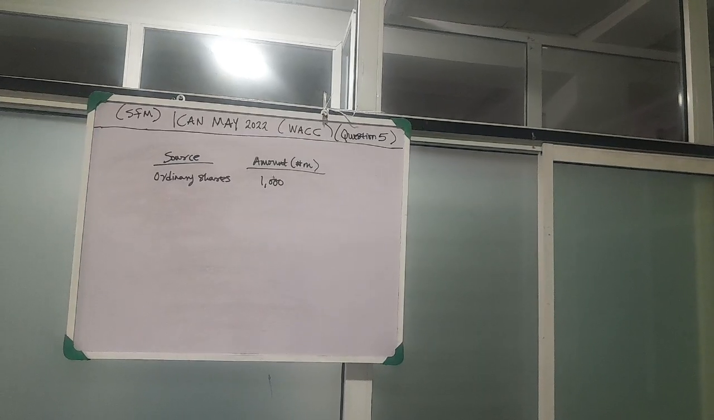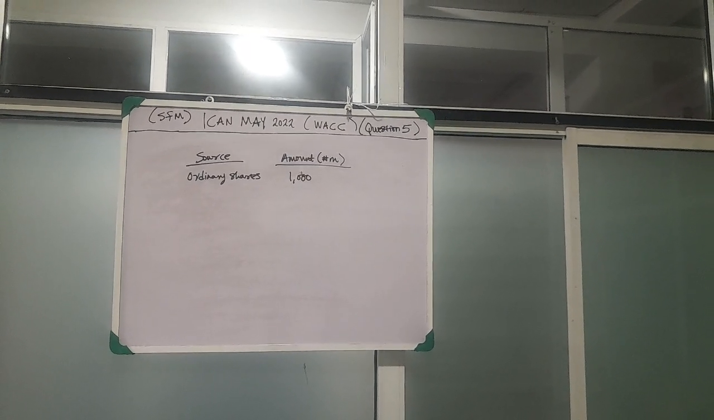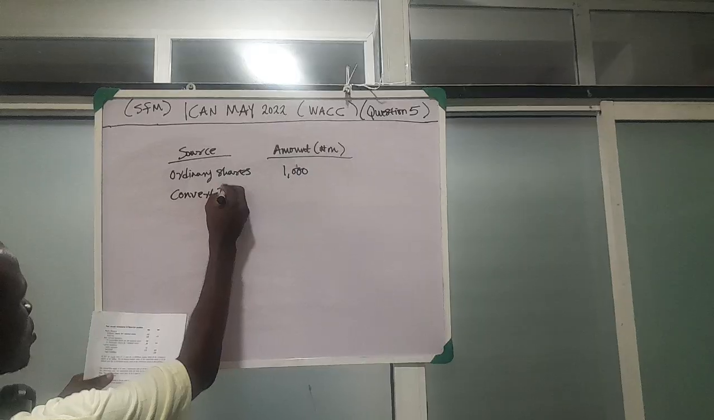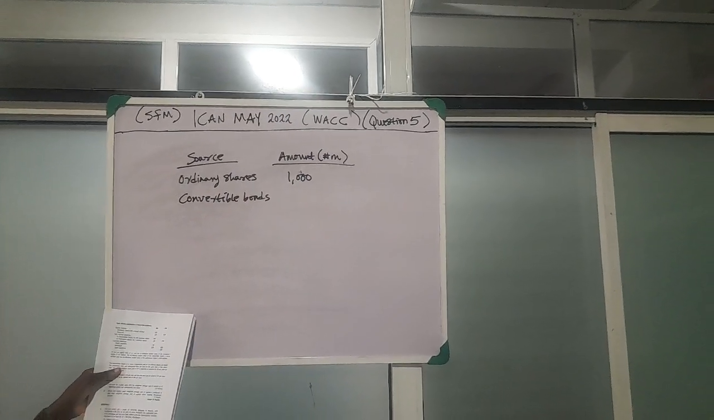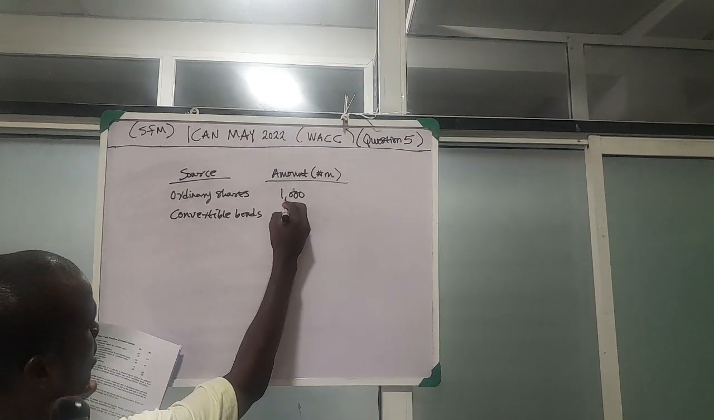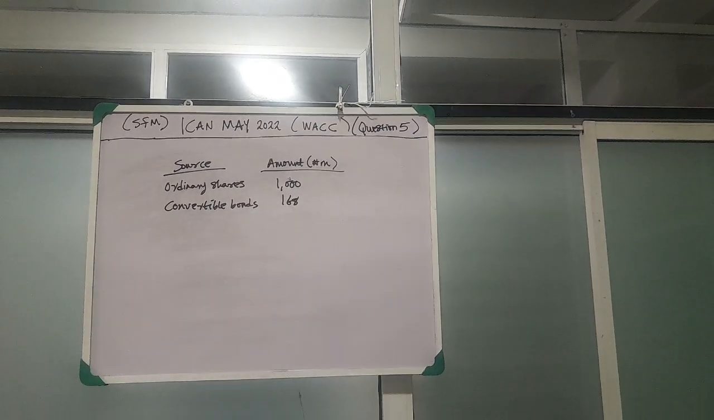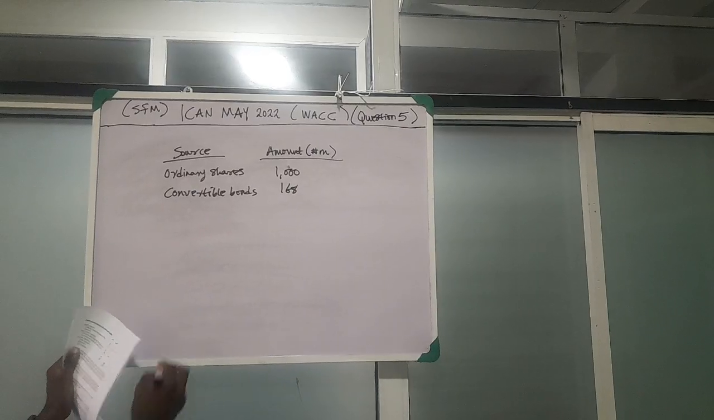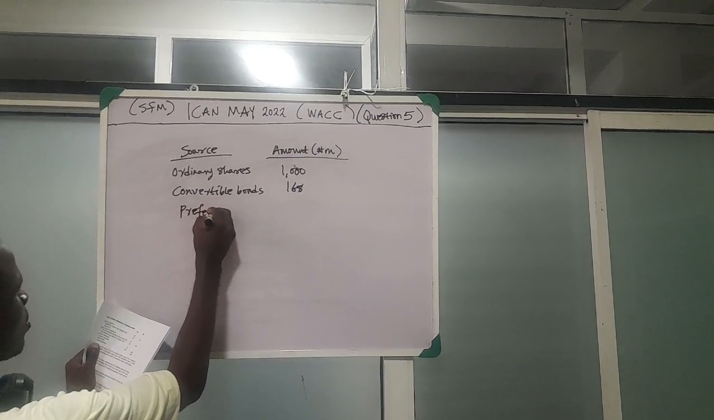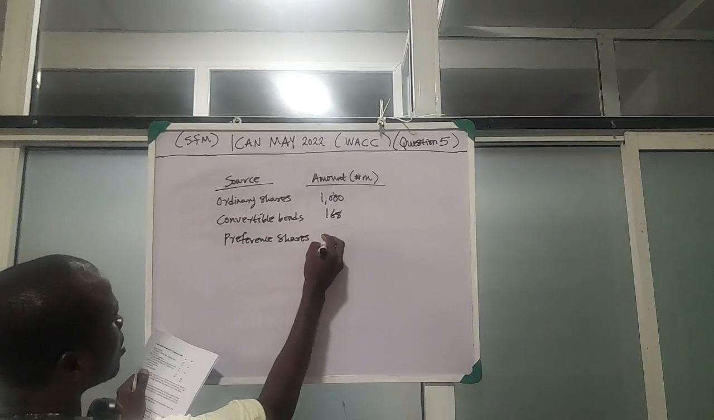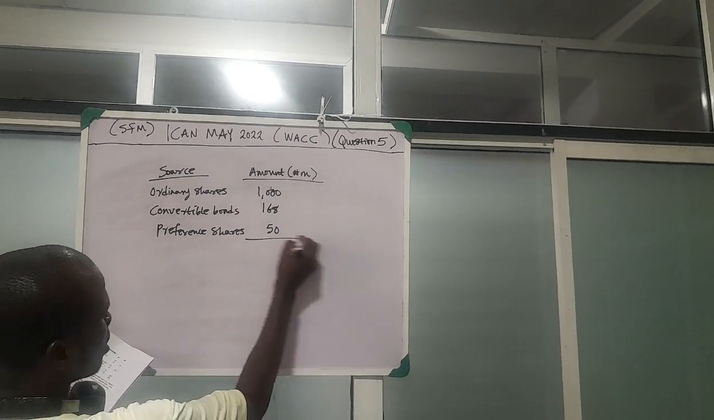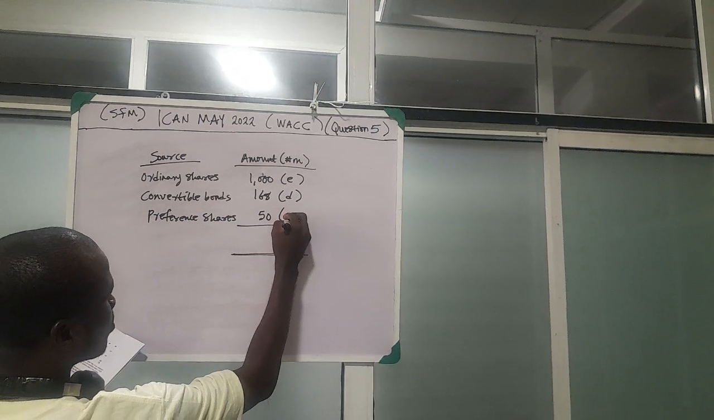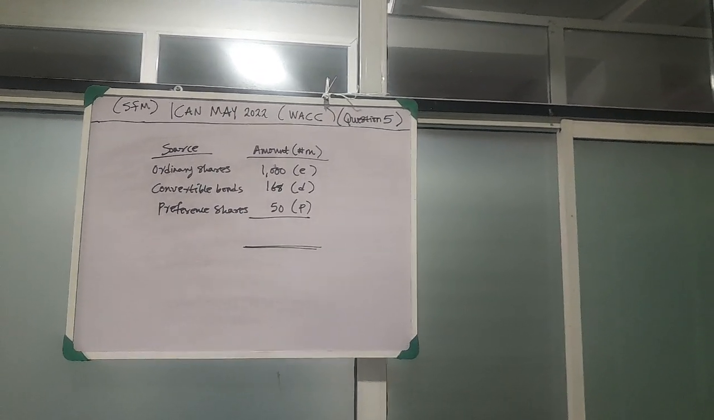Going forward, they also say we have the ex-interest market value of the convertible bonds. So convertible bonds, according to the question, we have 168 million. Then we also have the ex-dividend market value of the preference shares as 50 million. Preference shares, that is 50 million. Add them together, this represents our equity, this represents our debt, this represents our preference share. Added together, we'll get the market value.